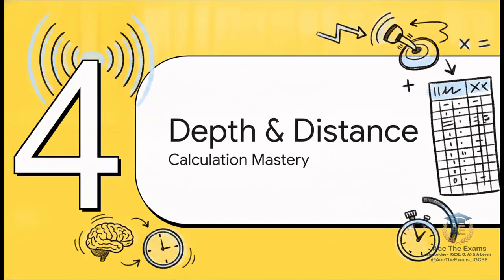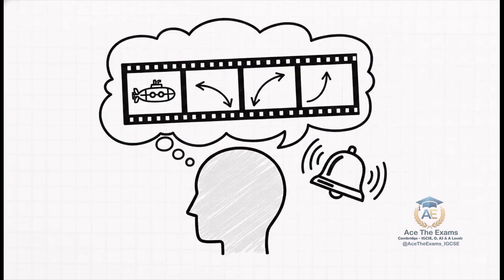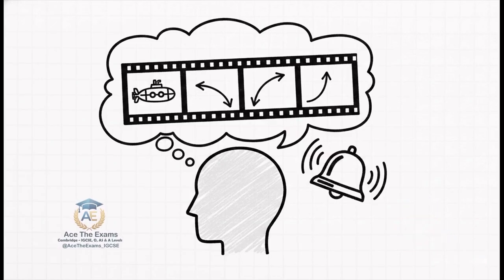Okay, we are now entering Act 4 of our strategy session, Calculating Depth and Distance. This is all about calculation mastery. To encode these tricky ultrasound calculation concepts perfectly, we are going to use a memory hack extracted straight from top-tier educational sources. It's called the visual story method.